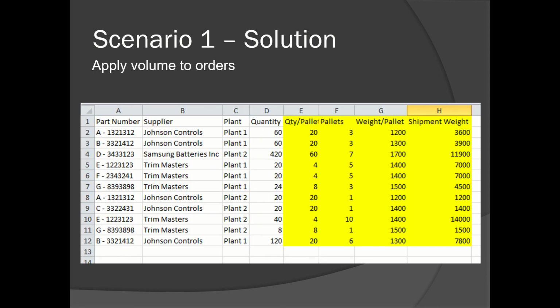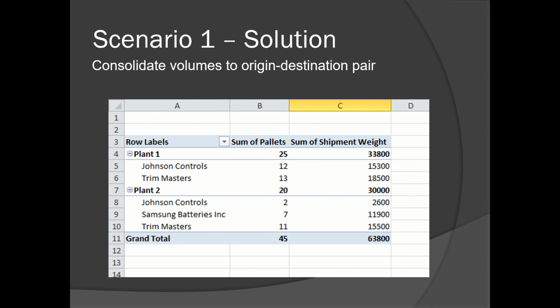So again, the first step, apply the volume to the orders. In this example, I went ahead and put the weight out there to the side as well. And then the next thing I did, I used something called a pivot table. You could do this manually as well. Basically what I wanted to find out was, okay, what's everything going to plant 1? We had some things from Johnson Controls, some things from Trim Masters, which totaled 25 pallets, right? Next, for plant 2, we have all three suppliers shipping to plant 2. You can see that's 20 pallets, right?